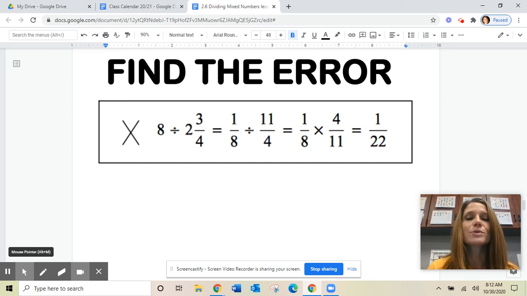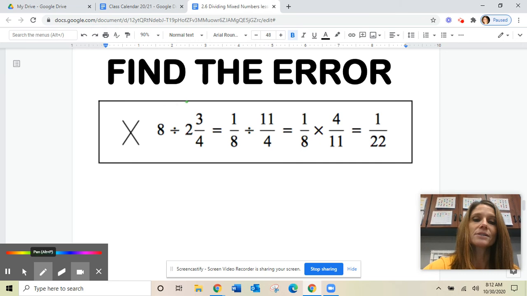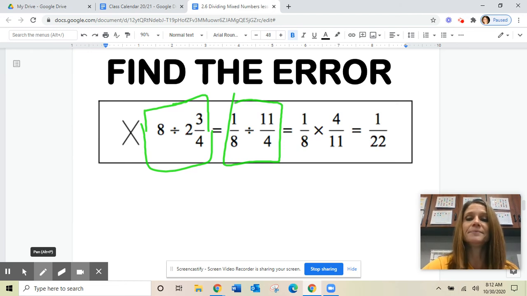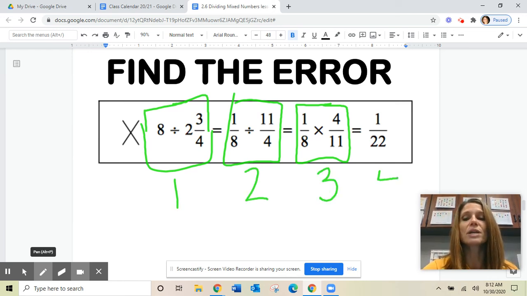We'll pause the video while you take a peek at this problem. You can see the equal signs, which split it from being like a step 1. Then this is what I did second. Excuse me, this is what I did third, and then this would be my final answer. So see if you can figure out, did I go wrong in step 1, 2, 3, or my final answer in step 4?